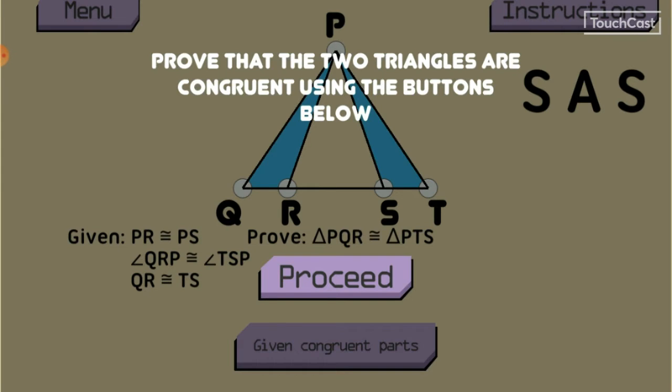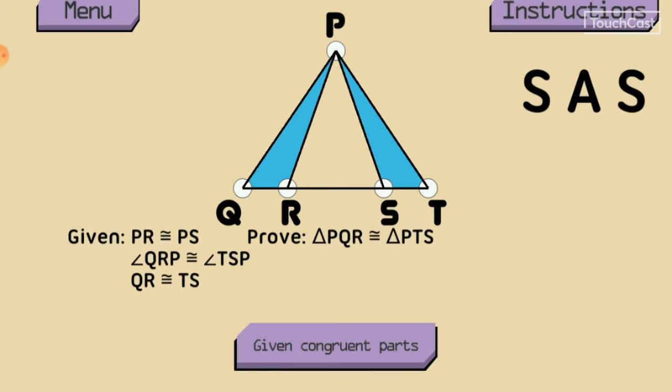So let us proceed. From the problem given here, we are to prove the triangle PQR is congruent to triangle PTS. We can see that these two triangles are colored aqua on the screen. So we are to prove this by selecting 3 pairs of congruent parts.